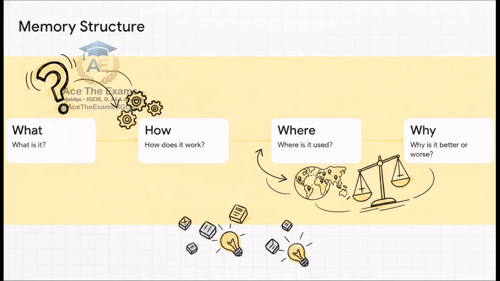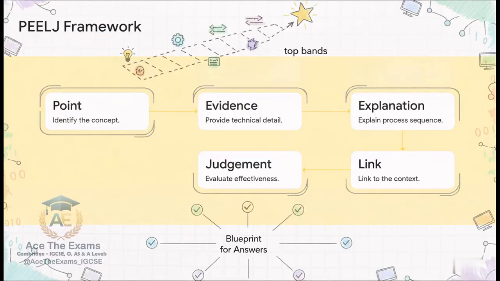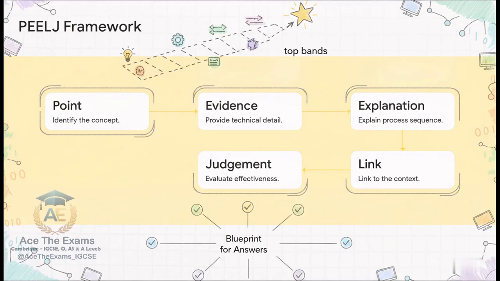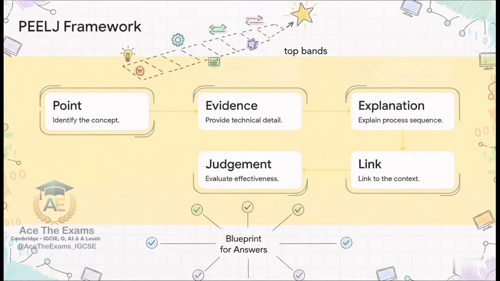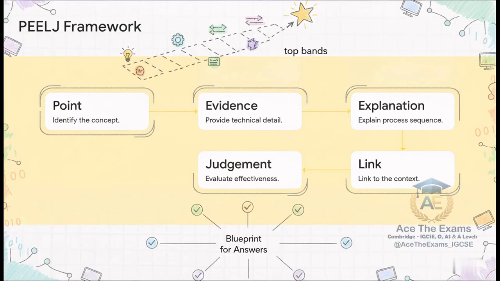This specific structure forces you to stop hiding behind simple definitions and pushes you straight into the realm of evaluation. It ensures you aren't just blindly reciting facts like a robot, but actually analyzing how the technology is applied in the real world. This exact structural mindset paves the golden road to those top bands when you combine it with the PLJ framework for writing your actual answers. That's point, evidence, explanation, link, and judgment.